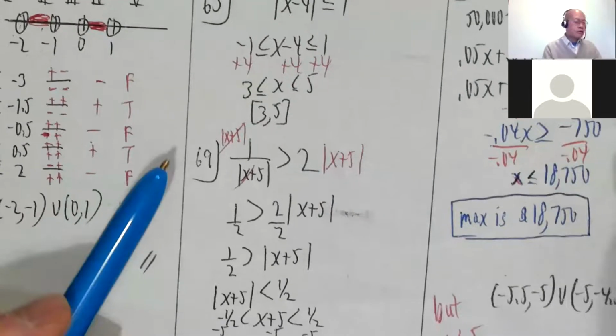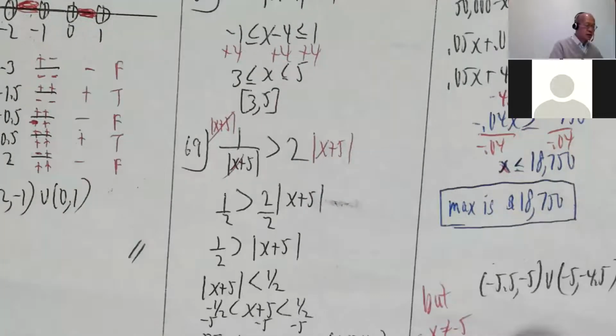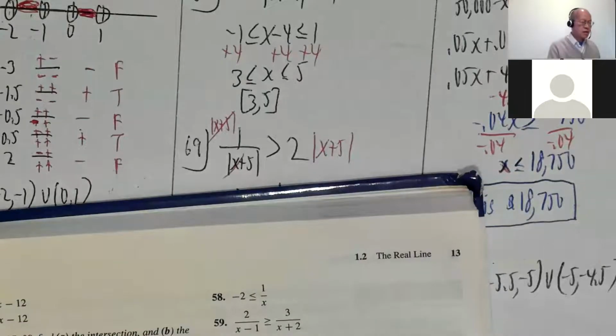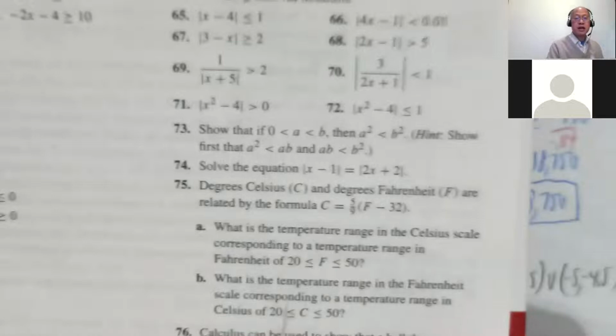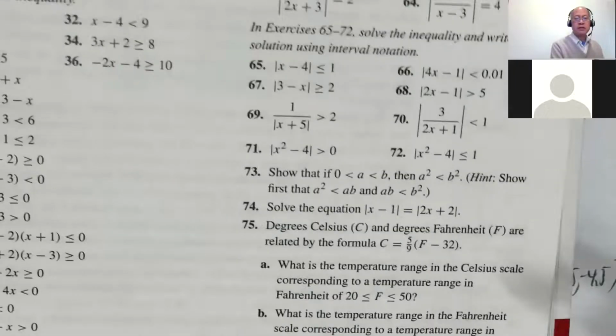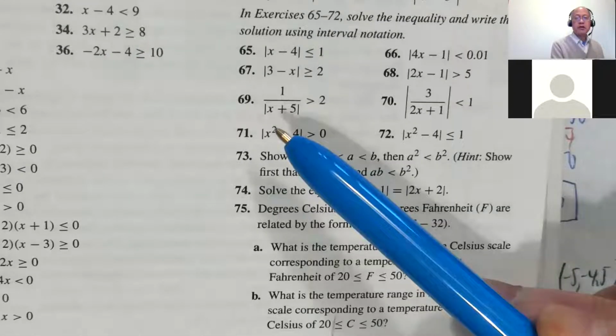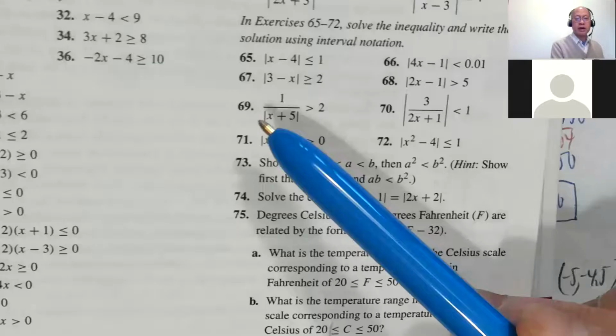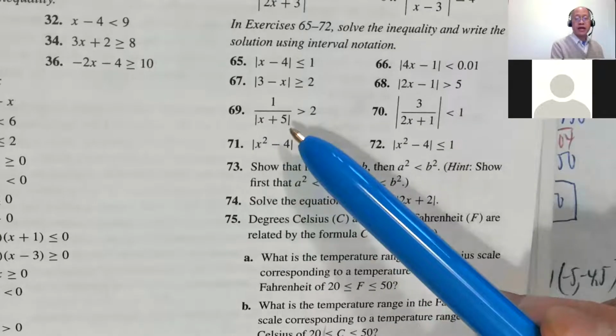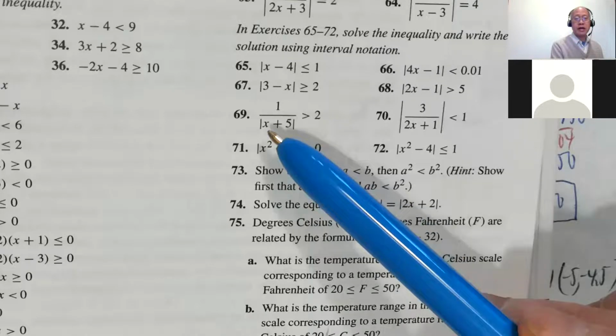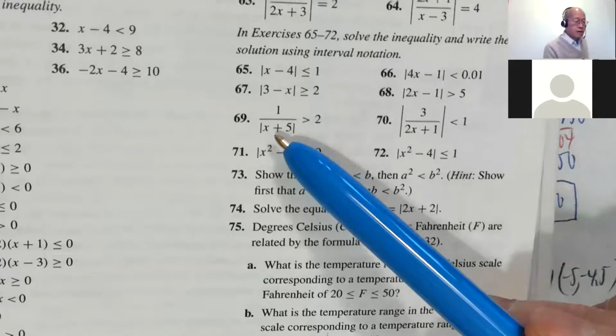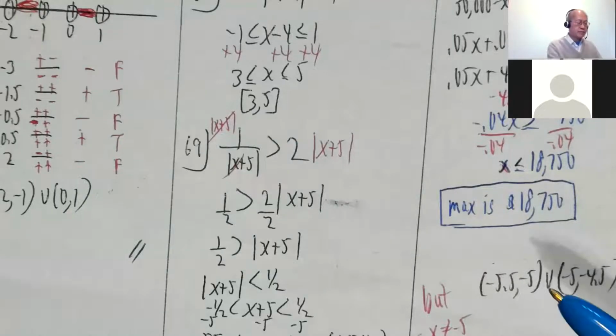Okay, 69 was extremely tricky, actually. Where'd it go? 69, 1 over absolute value of x plus 5. Okay, so the first thing I do is, I don't like that absolute value, so I'm going to get it out of there. And the way to get it out of the denominator is multiply both sides by absolute value of x plus 5. But there's one little trick to that.